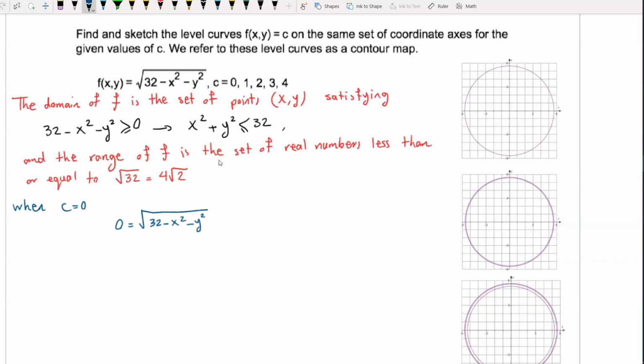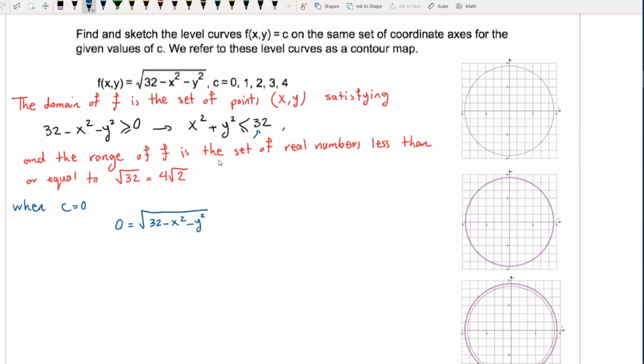So based on what we have here, it is a square root. So the domain of f is the set of points x, y satisfying, we're going to use what we have here as a radical, 32 minus x squared minus y squared should be greater than or equal to 0. So simplified, it is x squared plus y squared less than or equal to 32. And the range of f is the set of real numbers less than or equal to the square root of 32, which is equal to 4 times square root of 2.